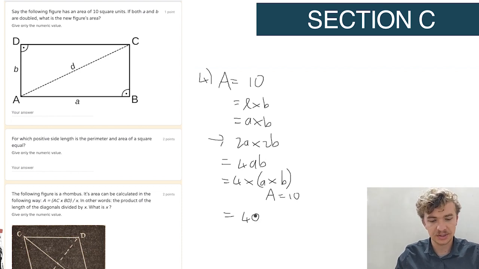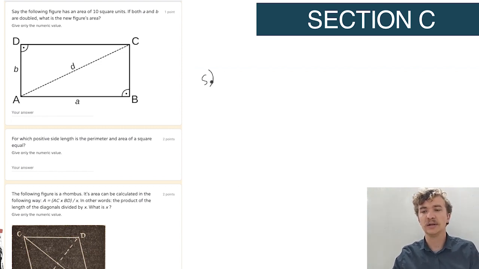Okay, next question, question number 5. For which positive side length is the perimeter and the area of a square equal? You are again welcome to guess the answer if you want to, but I'll show you the algebraic way of solving it. So they ask us for which positive side length is the perimeter and area of a square equal. So this is actually quite easy if you think about it.